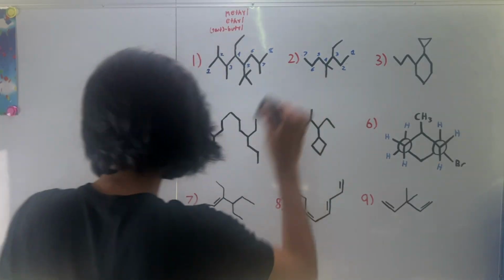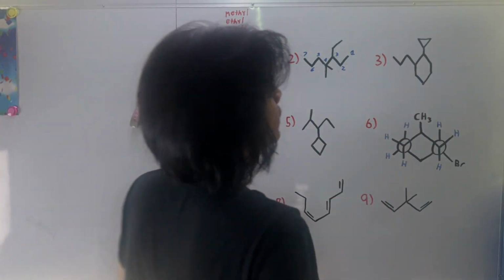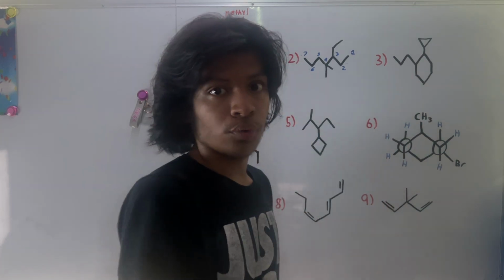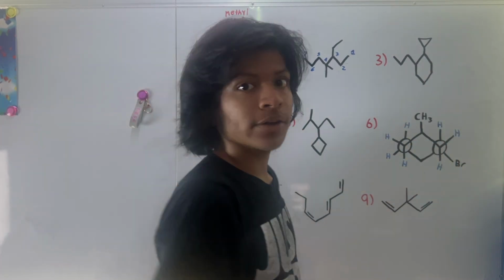All right. Now we move on to compound number 3. Here we have a singular propyl group as well as a cyclopropyl group.